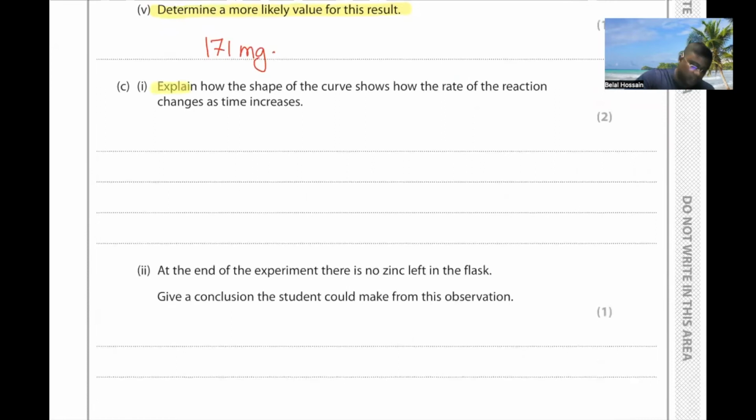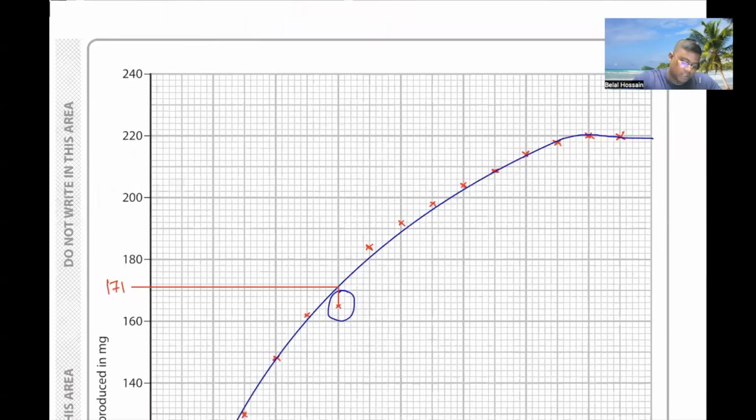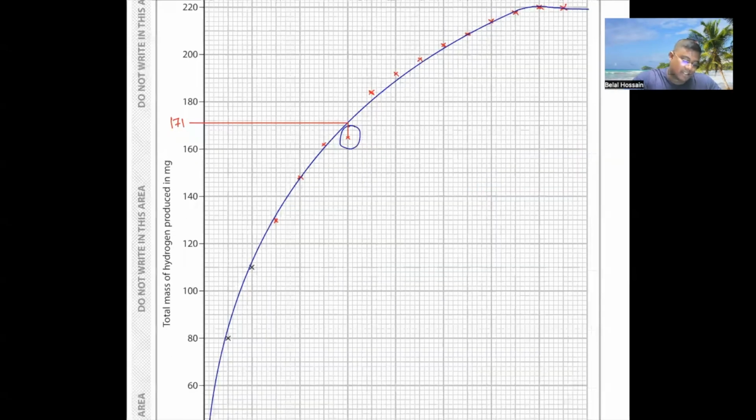Part C1. Explain how the shape of the curve shows how the rate of the reaction changes as time increases. So from the shape of the curve, we can see that as time passes, the rate of the reaction decreases and it then eventually plateaus.